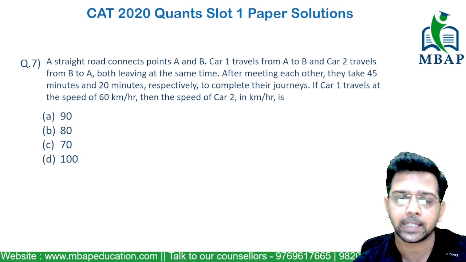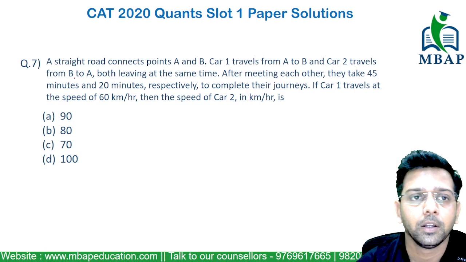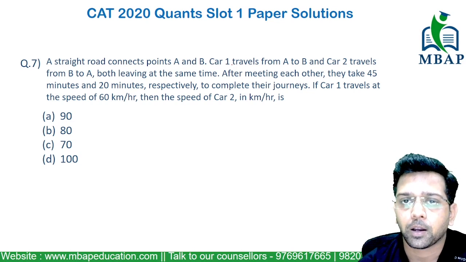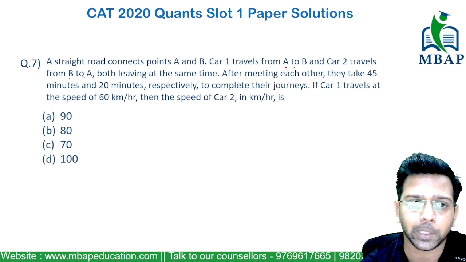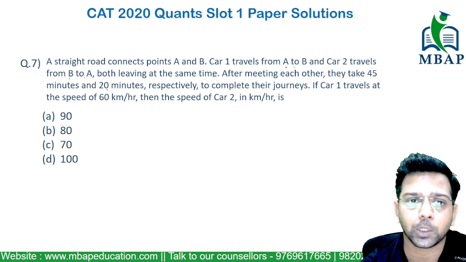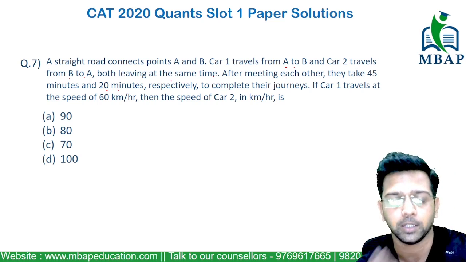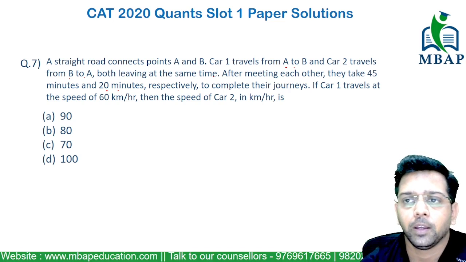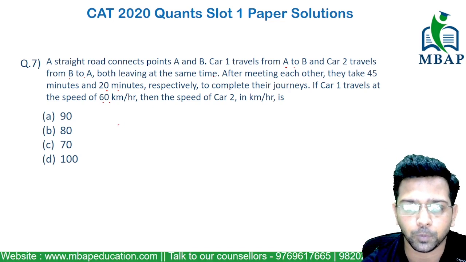Now let's take the next question on time, speed and distance. The question said a straight road connects from point A to B. Car 1 travels from A to B and car 2 travels from B to A, which are moving in the opposite direction. Both have left at the same time. After meeting each other, they take 45 minutes and 20 minutes respectively to complete their journey. So once they meet, they take their respective time, not the total time. If car 1 is moving at a speed of 60 km/h, the question is find the speed of car 2.